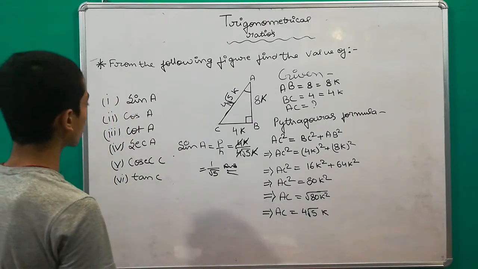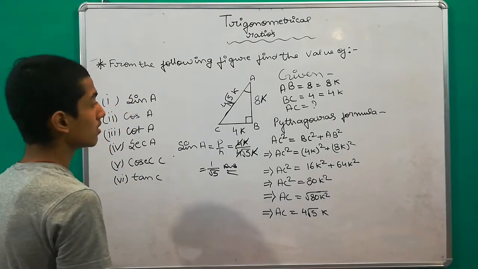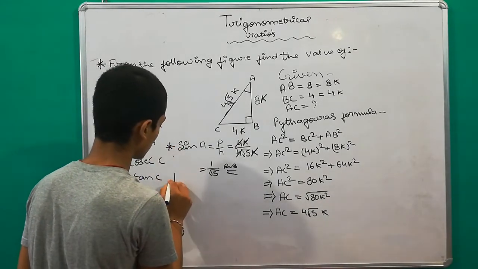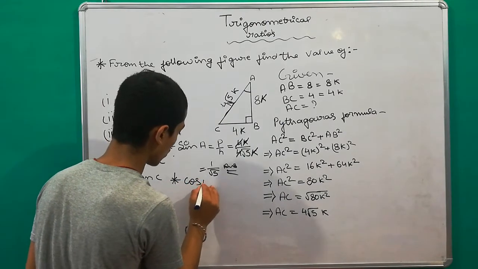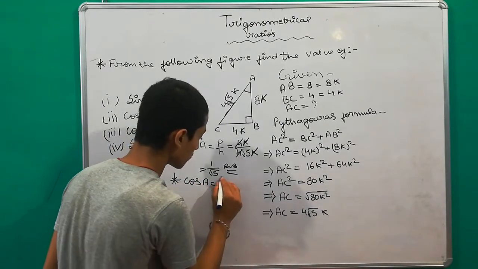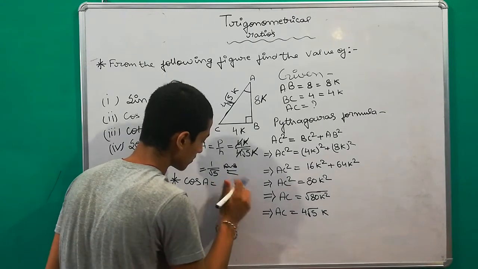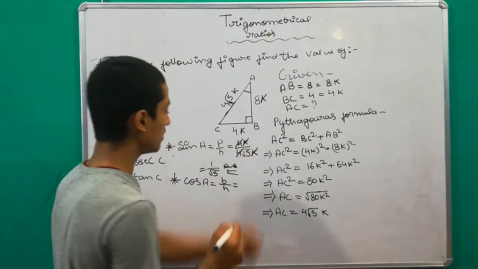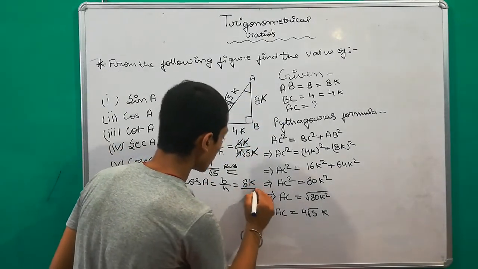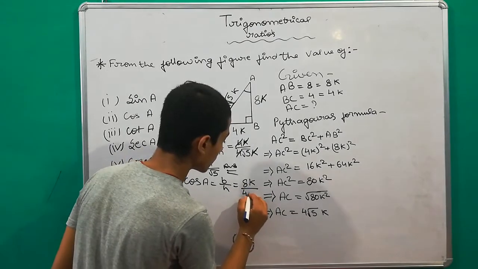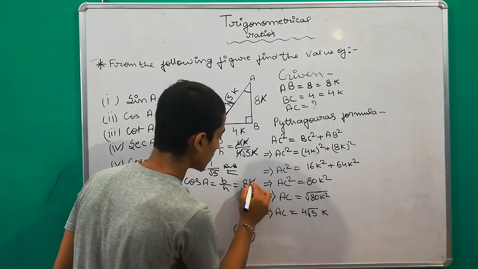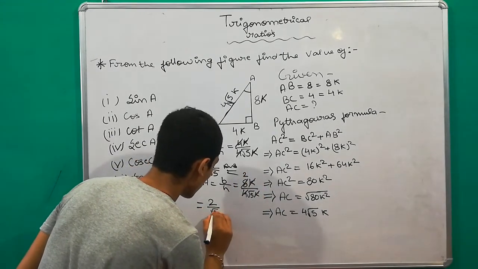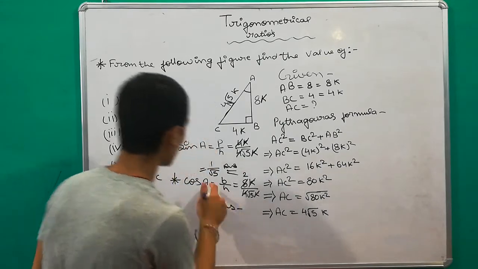And friend, the value of cos A, in this only we will take cos A equals B by H equals, according to this angle, base is AB, so we will write 8K, H is 4 root 5K, equals 2 by root 5 is the answer of cos A.